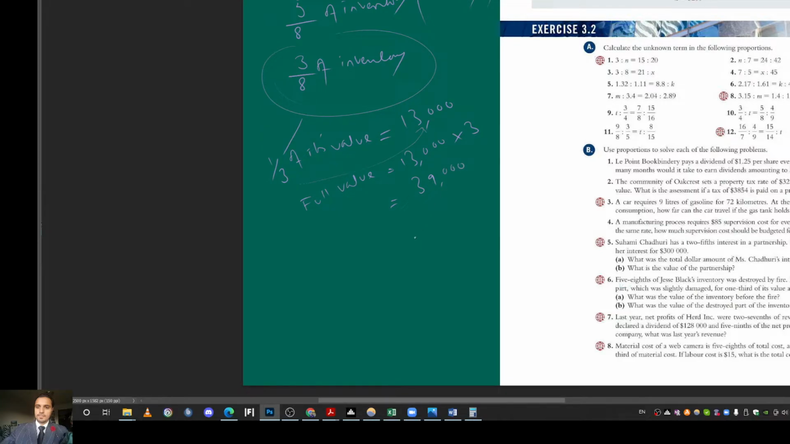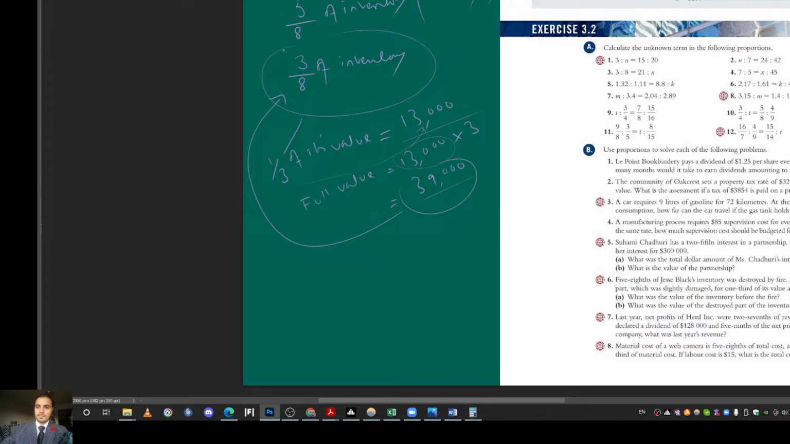39,000. Now, how do you know that? Because 1/3 of 39,000 is 13,000. So we know that the value of 3/8 of the inventory was 39,000. Even though he didn't sell it for 39,000, he sold it for 1/3 of its price, which was 13,000, because this also got slightly damaged.